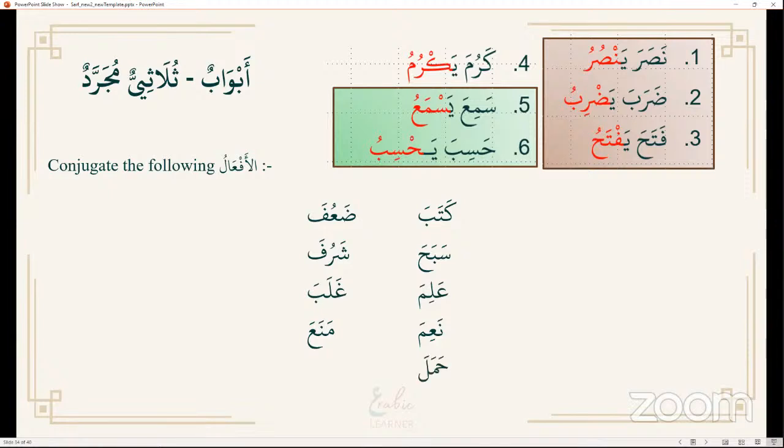Hamala. Now this is from either Nasara or Daraba? Yeah, Sister Naida. Okay. So Sister Asma has mentioned it. Yahmilu. That's correct. Yahmilu.